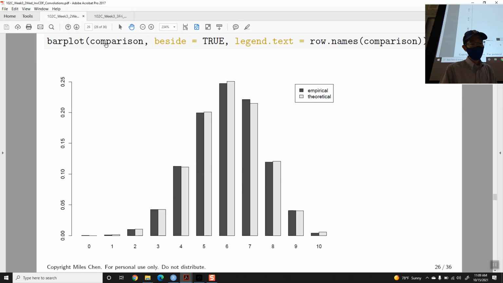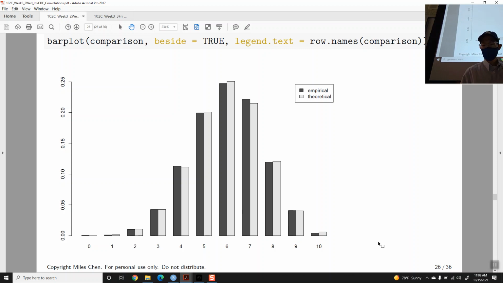You can stick that into bar plot, and if I use beside equals true, then it puts the two bars side by side, and then legend text would be row names with comparison. We could have done this in ggplot as well, but we also see we get pretty close alignment between the empirical in black or dark gray, and the theoretic in light gray. Okay, so maybe a little bit of discrepancy. This one, there's a little bit of a difference, but again, there's only a few observations here. So pretty good.